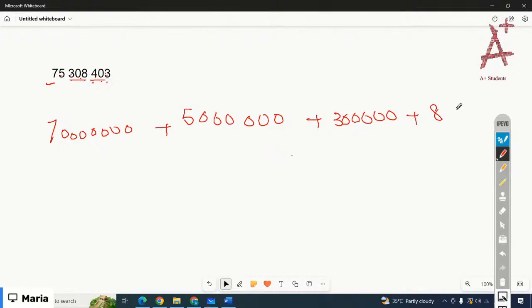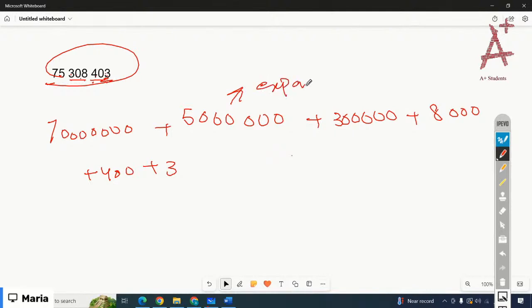1, 2, 3. Then you have 4. How many zeros after 4? Just 2. How many digits after 4? Just 2 digits, then again 0. You don't need to write 0. Then you have just 3. You don't have any digit right after 3, so you can write 3 as it is. If you add these numbers all together, you can even check on calculator. It will make the same digit, right? So that would be the expanded form.